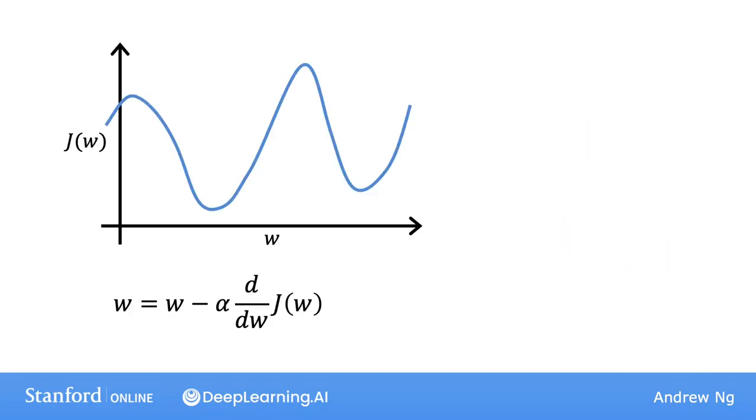So here's another question you may be wondering. What if your parameter W is already at this point here, so that your cost J is already at a local minimum?